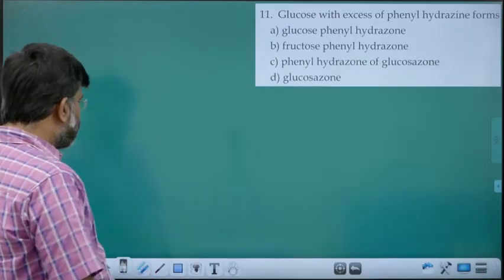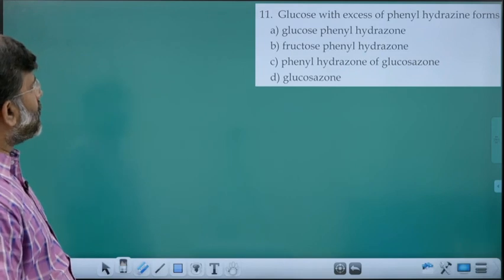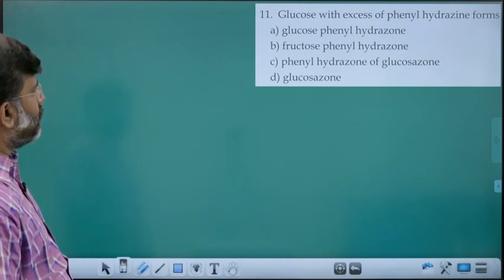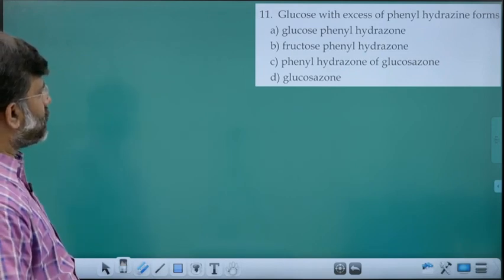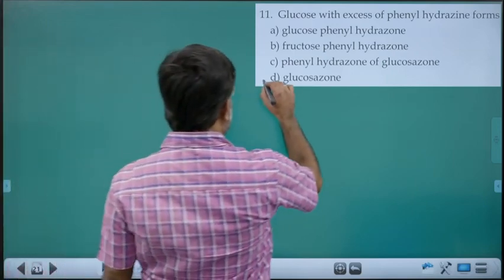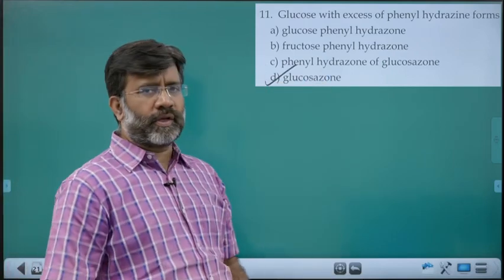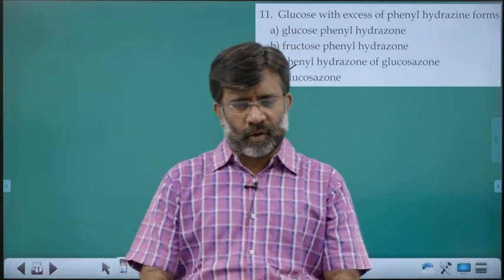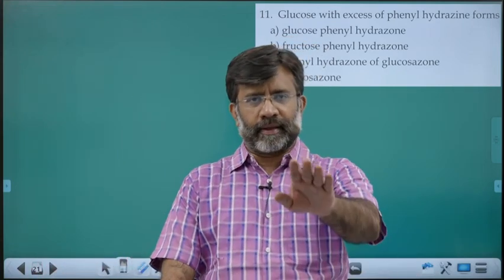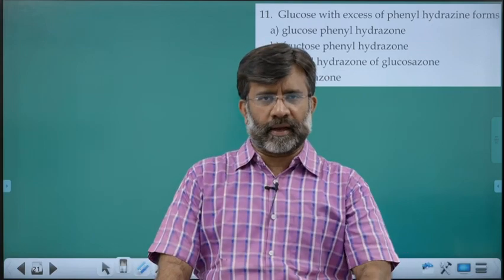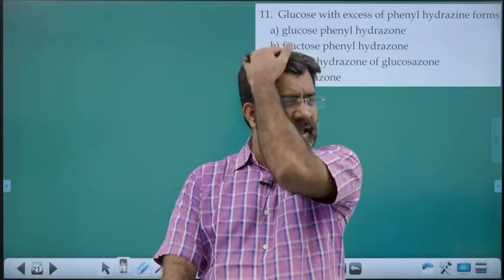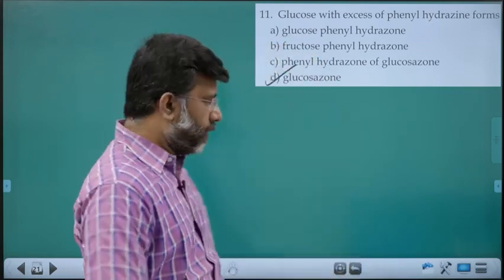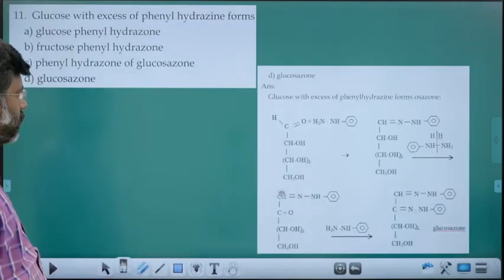Next one. Glucose with excess of phenylhydrazine forms. Glucose with excess of phenylhydrazine forms glucosazone. Osazone is formed. Not only glucose, fructose can also react with 3 molecules of phenylhydrazine, giving the same product, osazone. Whether glucose or fructose, you get the same product.